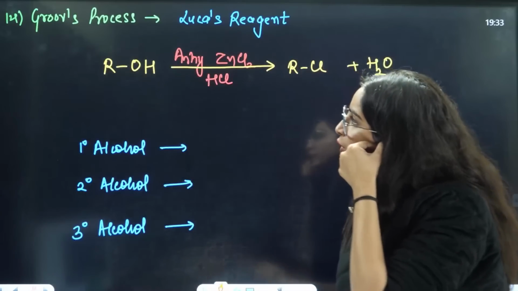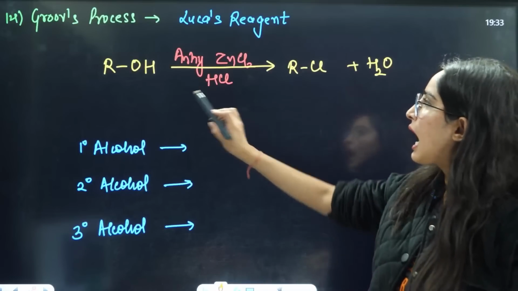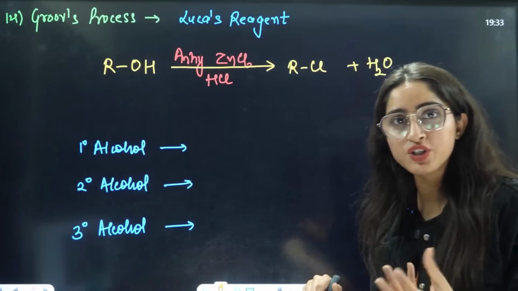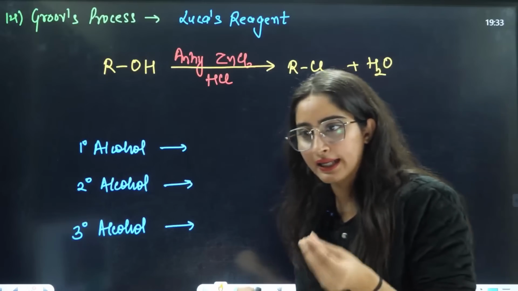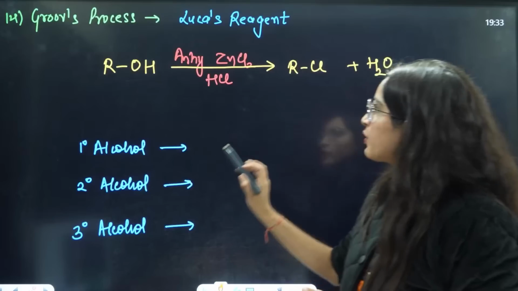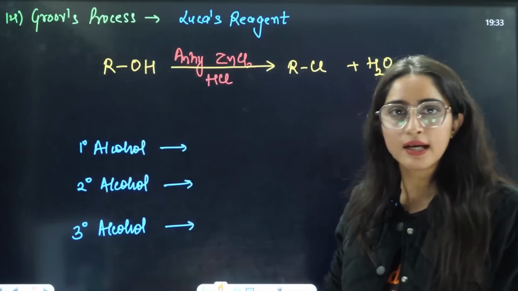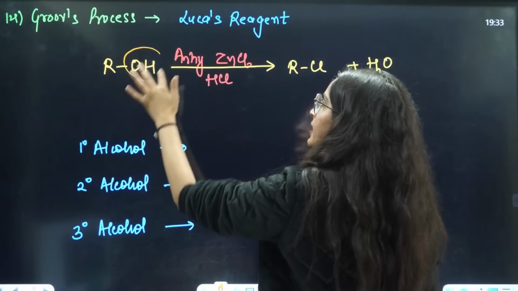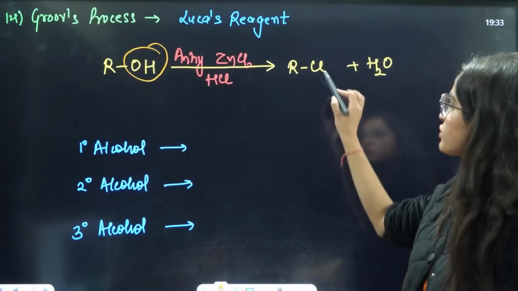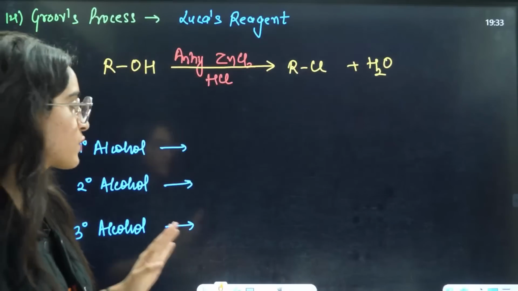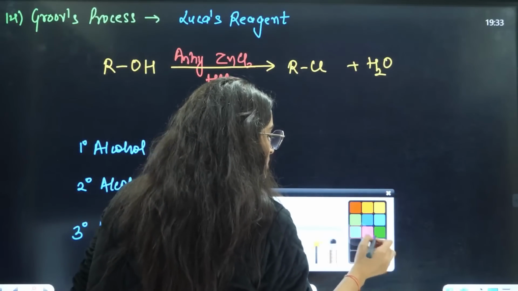Right? So what we do here, ROH, that is basically the test to distinguish 1 degree, 2 degree and 3 degree alcohols. So what will happen? You will use anhydrous ZnCl2 and HCl here, and this OH will be converted to Cl. And the important thing that they ask you in the exam is how to distinguish.